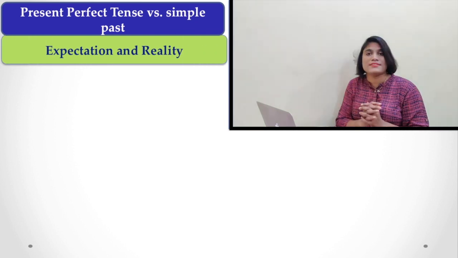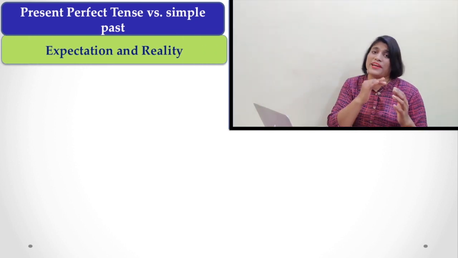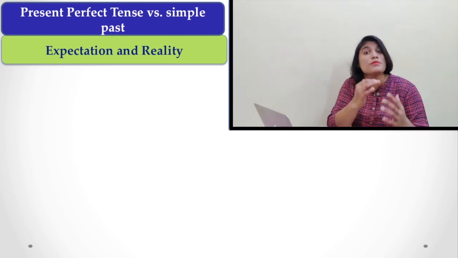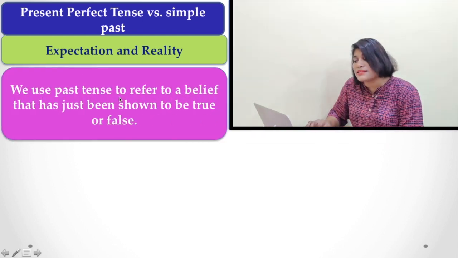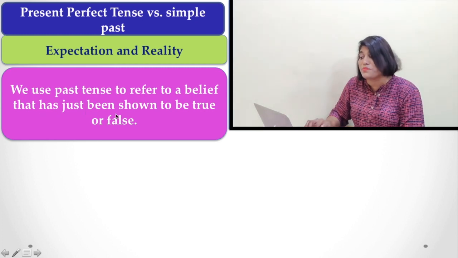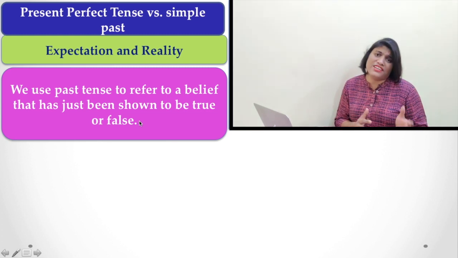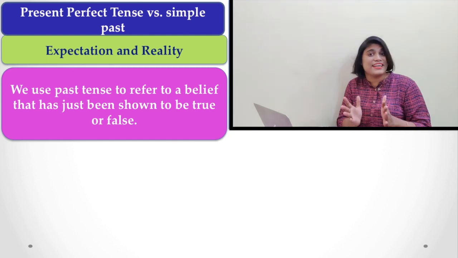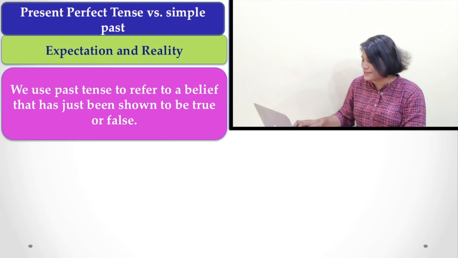Now, more difference. This is very vital when we are thinking about expectation and reality. We have to use simple past tense. That is, here we use simple past tense to refer to a belief that has just been shown to be true or false. In case of your expectation or the reality, you have to use simple past tense instead of present perfect tense. Let's see the examples again.